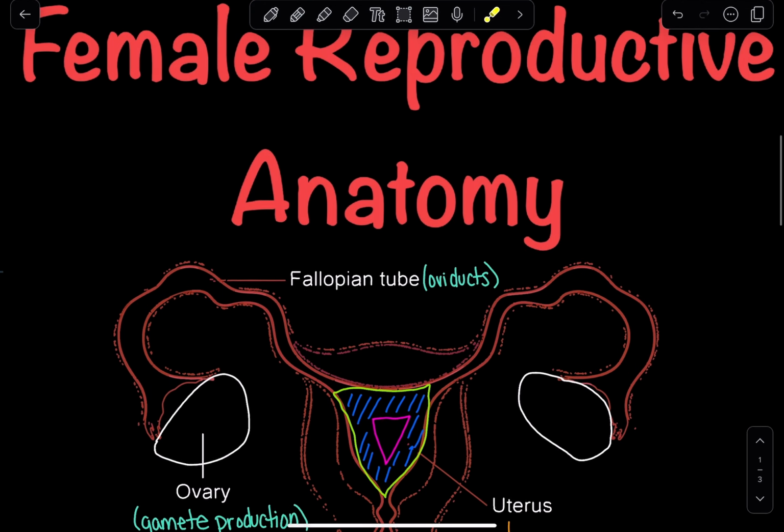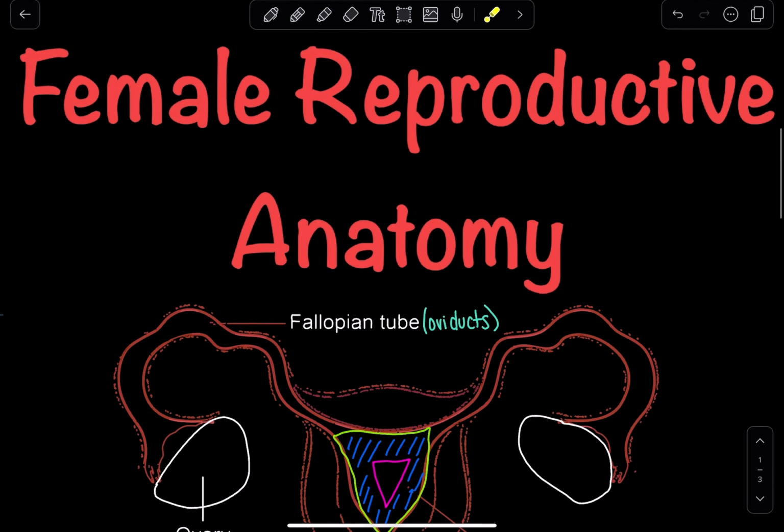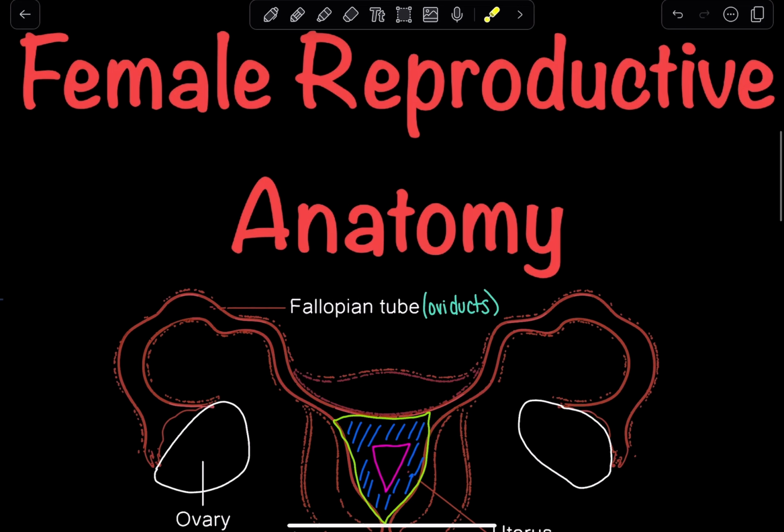And that is essentially just an overview of the female reproductive anatomy. So we have this idea in our mind as we go on to learn about oogenesis, fertilization, and menstruation, and all the other processes found within the female reproductive system.